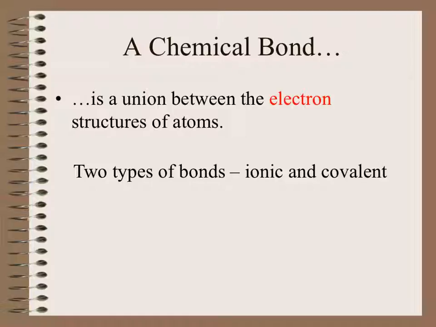Now, when atoms join together to form compounds, the electrons have to somehow be connected to each other in between the two atoms. So we have what's known as a chemical bond. A chemical bond is always a union or a joining between the electrons of the atoms, typically because the electrons are on the outside and they're the easiest particle to get a hold of. So there's two types of chemical bonds, ionic and covalent.